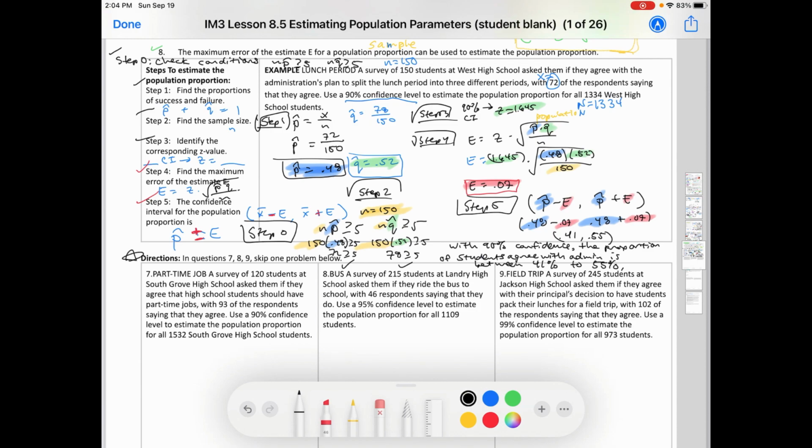Okay, directions. In questions 7, 8, and 9, skip one problem below. So go ahead and cross off one of those. And if you want to do it with me step by step, press play. Or you can fast forward to just check your answer, see if you're doing it correctly.